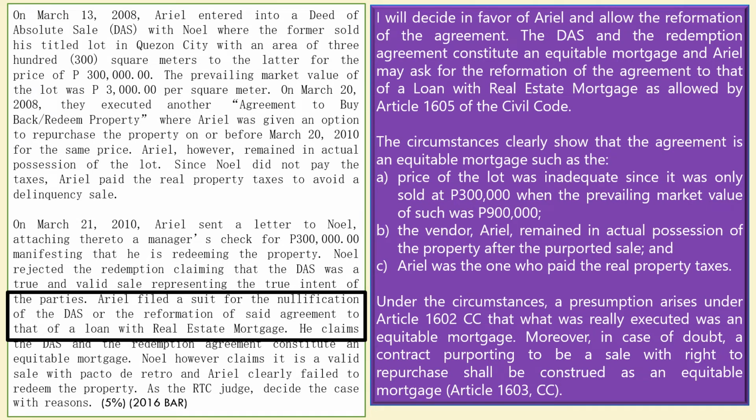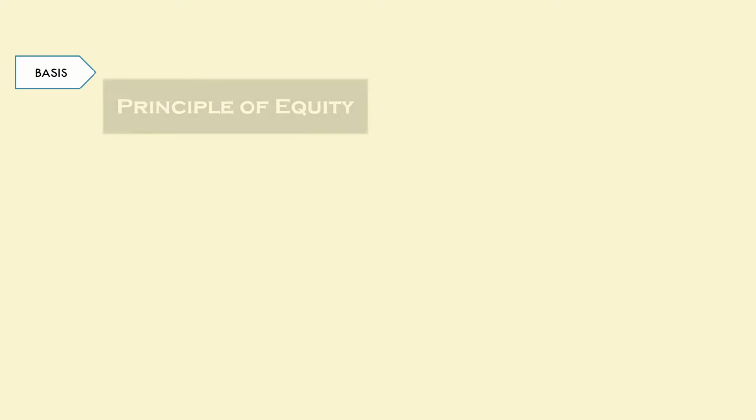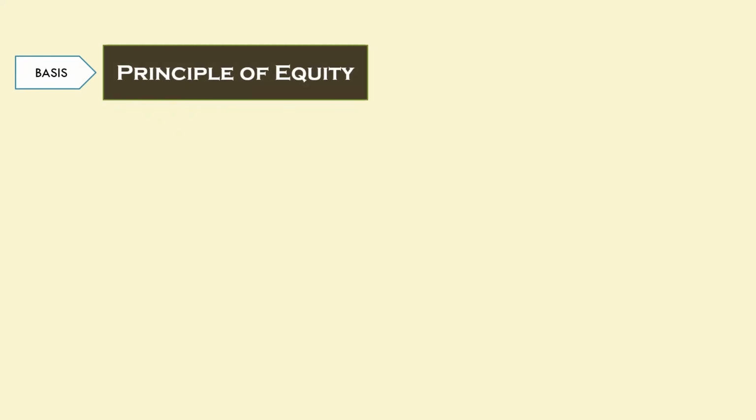Again, what does 1603 say? If there is a contract purporting to be a sale with right of repurchase and then there is a doubt, it shall be construed as an equitable mortgage. Therefore, the reformation of the agreement is proper. What is the basis? The basis is the principle of equity. And what is the nature of this action for reformation of an instrument?